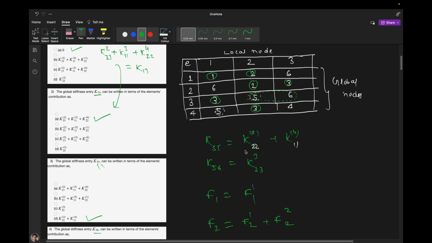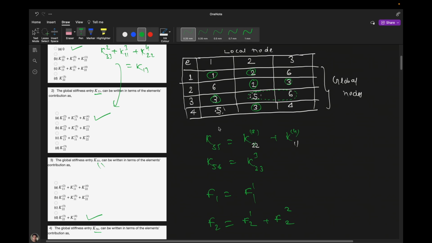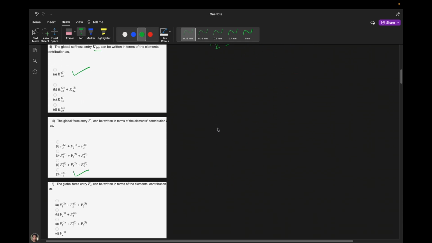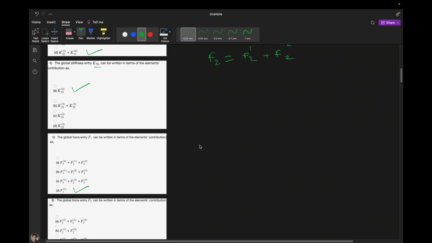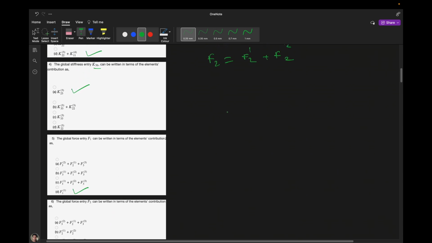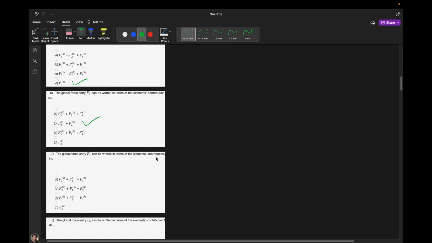So which means that it will be F12. Yeah, I think there is one more. It should be one more 2. Yeah, no. So which means that F21 F22. So this is the correct answer.